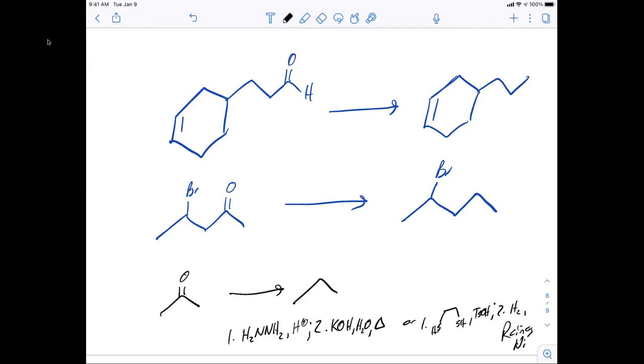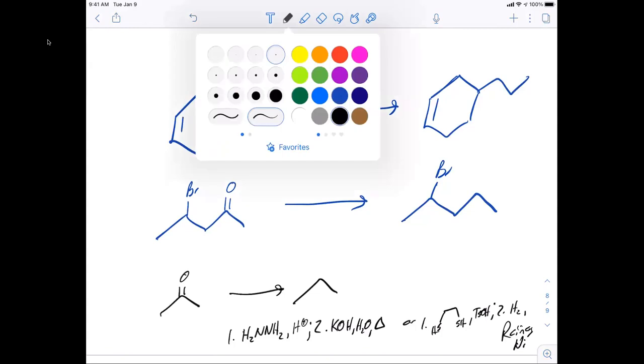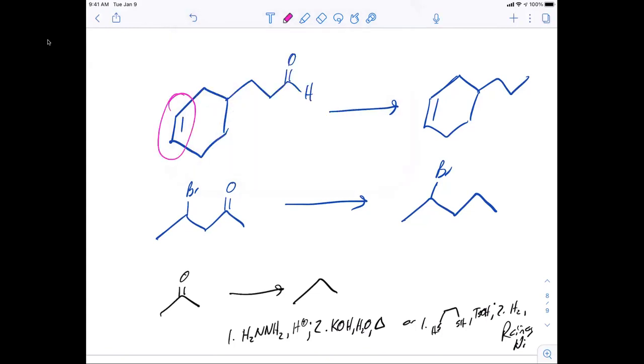If we look at the first one, which of these two would be better? Does it matter about the carbonyl? No, both of these will do the same reaction to a carbonyl. What do you have to look at? You need to look at your other functional group, right? I've got an alkene.